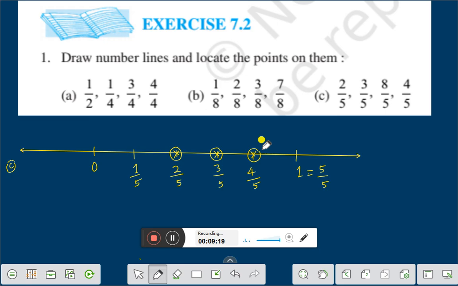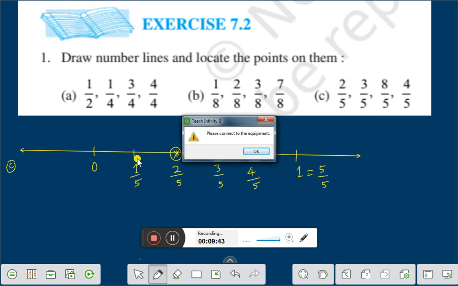This is actually proper fractions, right? Now, we will represent 8 by 5. How? You see here. Again we are repeating this one. That is 0 and 1. We have to divide this distance between 0 to 1 into 5 equal parts.